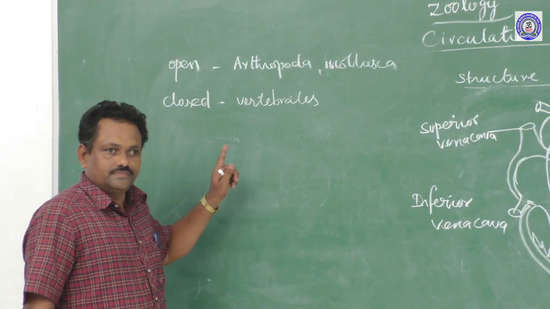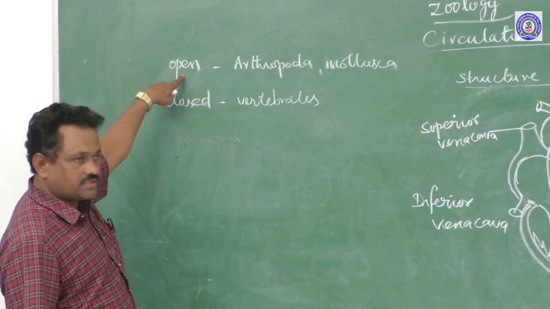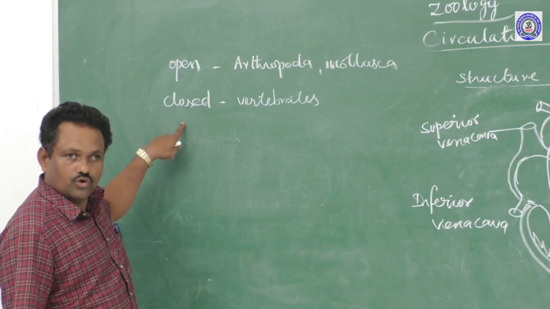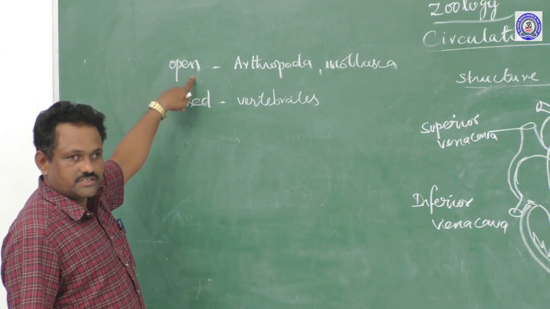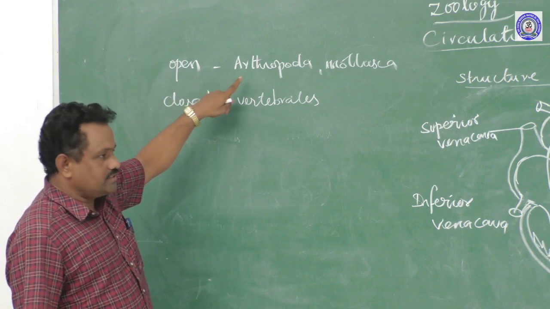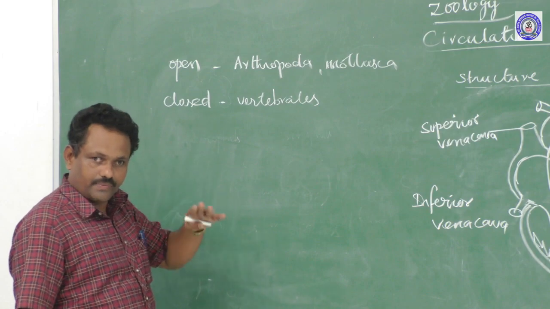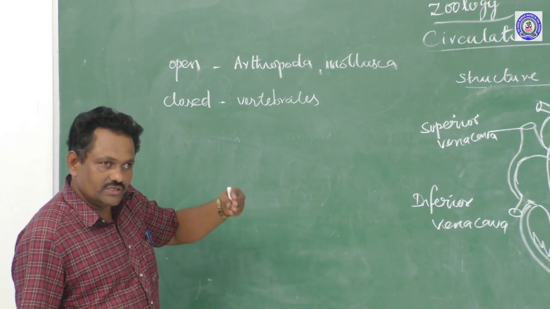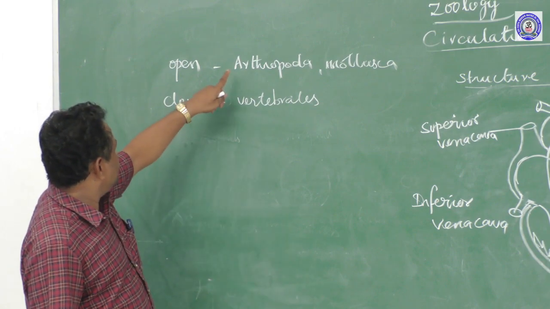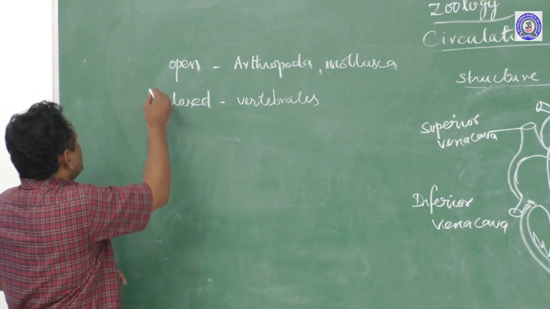The circulatory system is of two types in animals. One is the open circulatory system, another one is called closed circulatory system. In open circulatory system, there are no well developed capillaries. Actually, the heart pumps the blood that enters into the sinuses. The sinuses in open circulatory system are also called hemocoel.